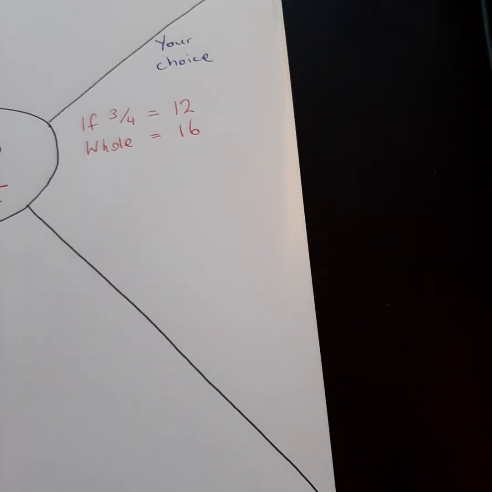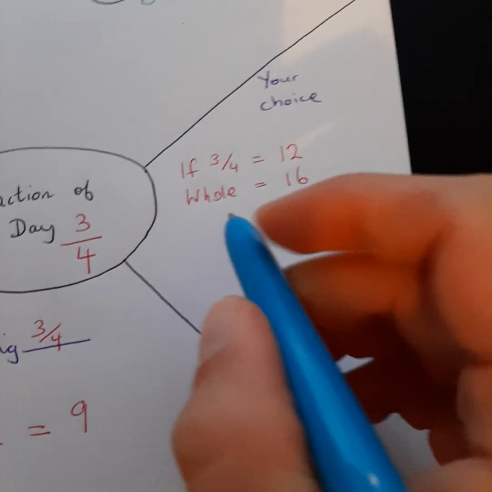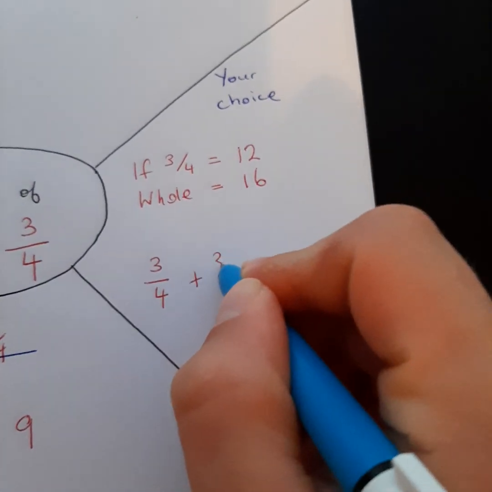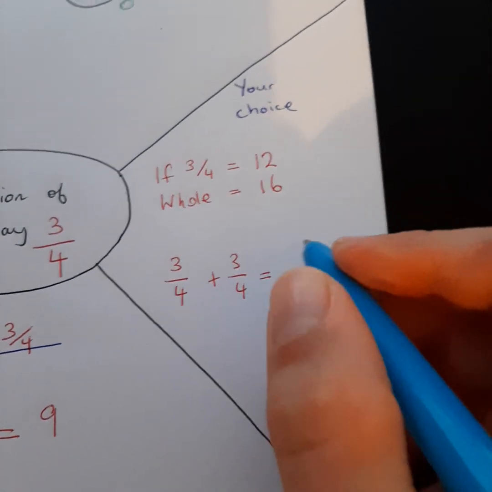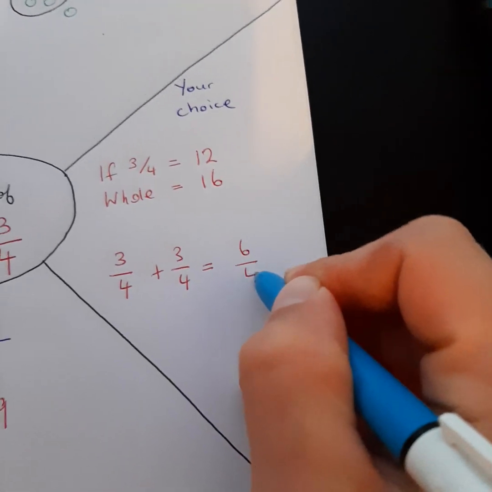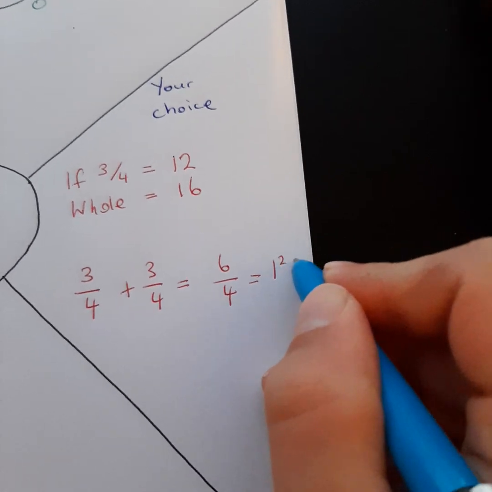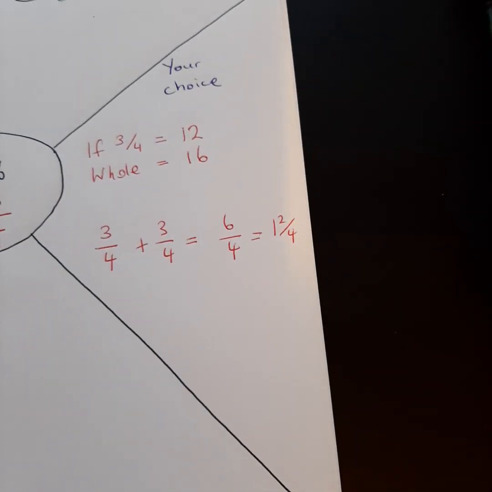Or you might decide to try and do a bit of addition, you know. So I might be saying 3/4 plus 3/4 equals 6/4. See, then can you change that to a mixed number, 1 and 2/4. And we all know that 2/4 is the same as a half.